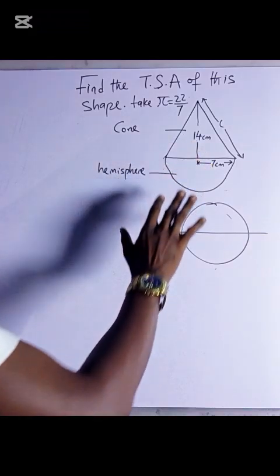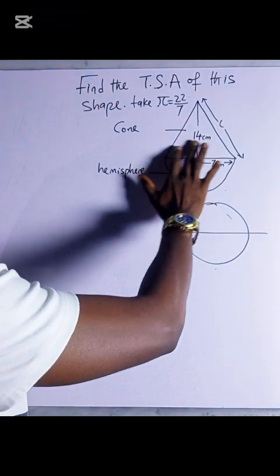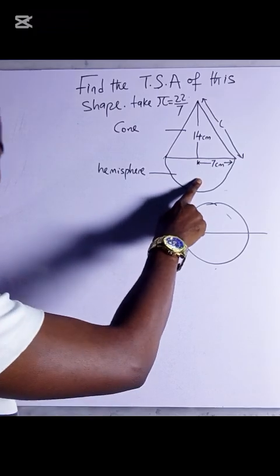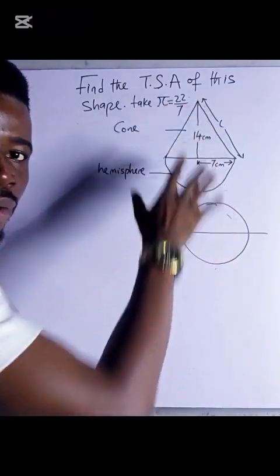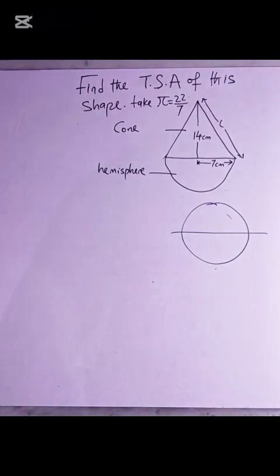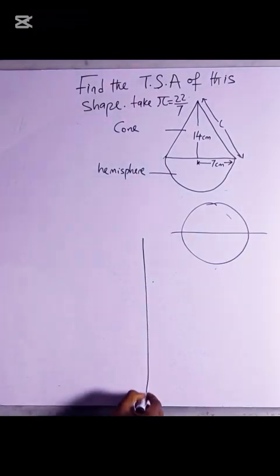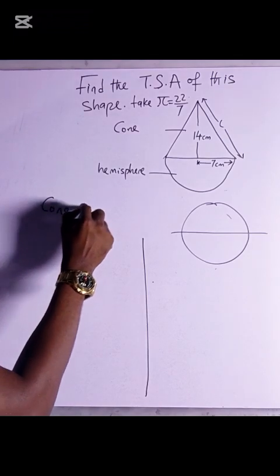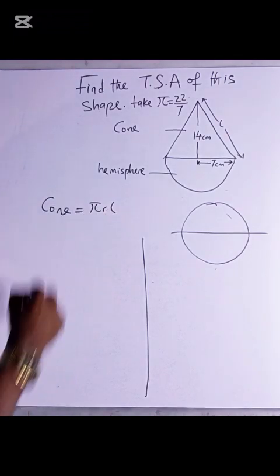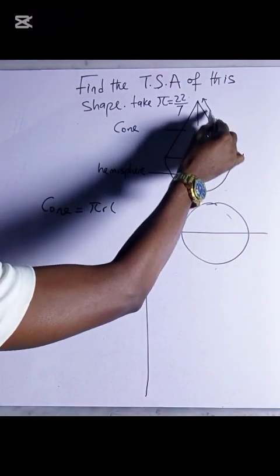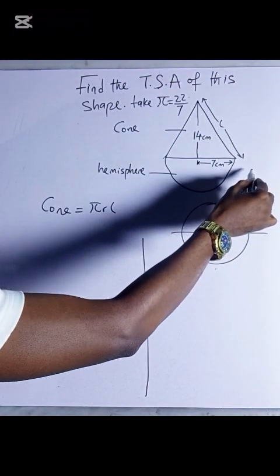So to do this, we have to calculate the curved surface area of the cone and the curved surface area of the hemisphere, and we add our values together. We get the total surface area of this shape. So for the curved surface area of the cone, the formula is given by what? Pi RL. Now, what is our L? Our L is this slant height here.